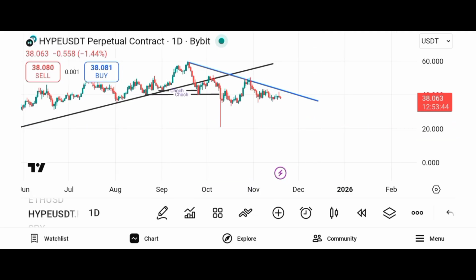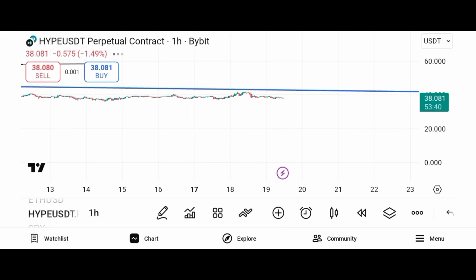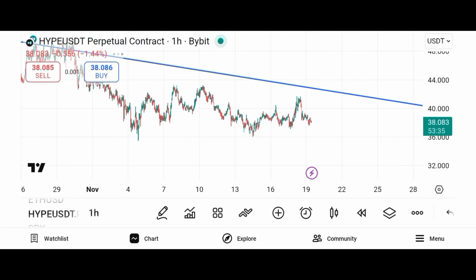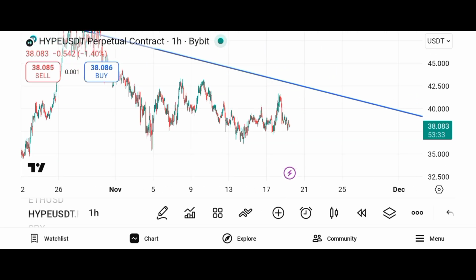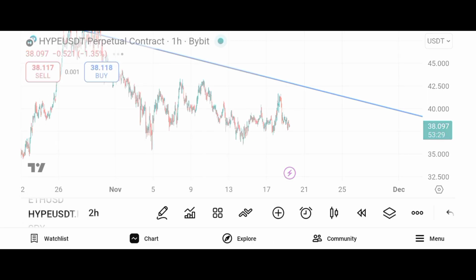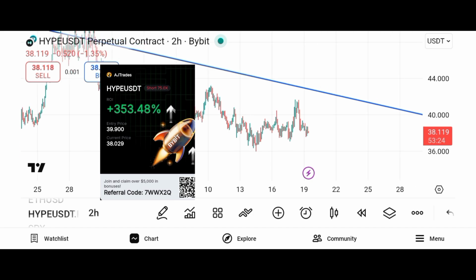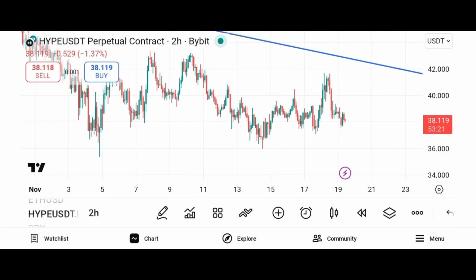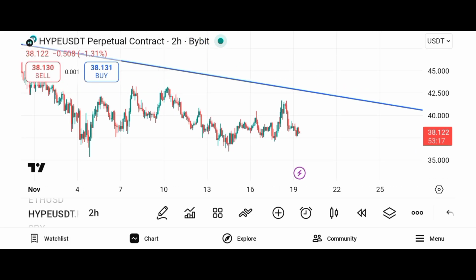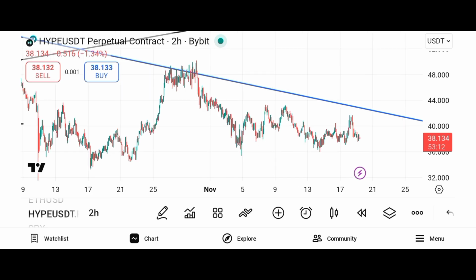Now that we have determined that, you go to the lower time frame. In this case, I'm going to go to the 1 hour time frame to see a bearish structure, an immediate bearish structure. Now, let me use the 2 hours and see. You want to see an immediate bearish structure. I am on this trade right now, already in a huge profit. Are you getting my point? Right now, I'm on the trade.